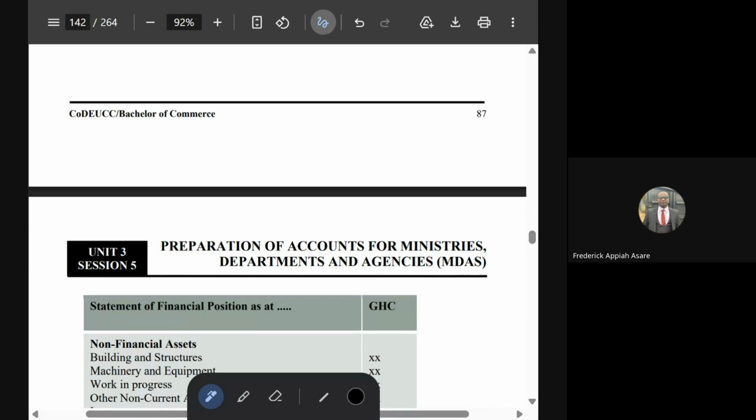Okay. So next week we will use the same time, from 9:30 to 11:30, to solve some of the questions under the preparation of the accounts. Then we look at the local government also.